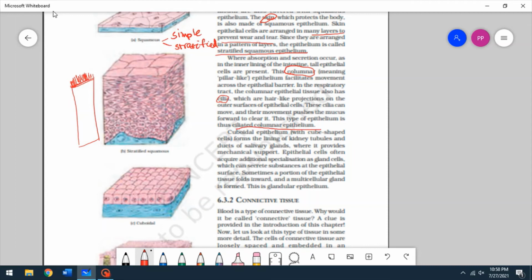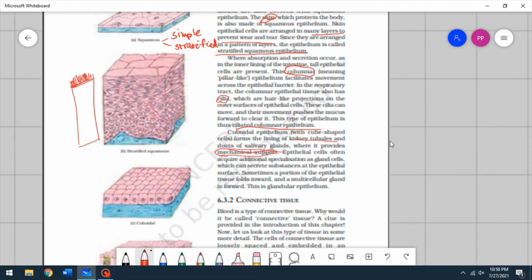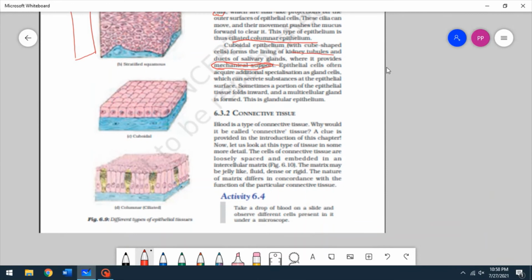Cuboidal epithelium with cube-shaped cells forms the lining of kidney tubules and ducts of salivary glands, where it provides mechanical support. So the function of cuboidal epithelium is to provide mechanical support. Epithelial cells often acquire additional specialization as gland cells, where they secrete substances. Alright, so gland cells secrete substances.